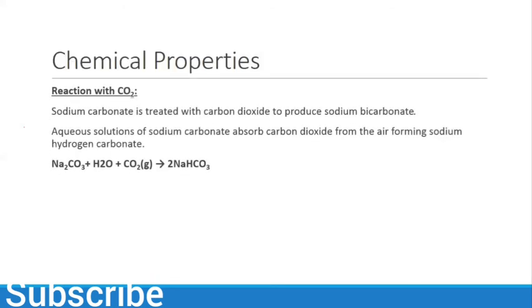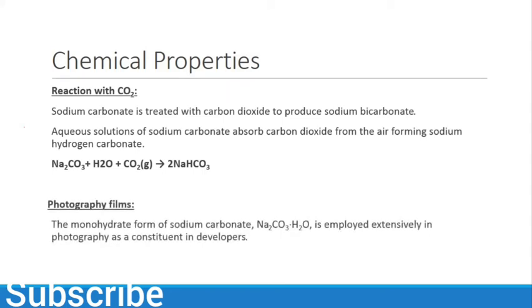So now reaction with carbon dioxide. Sodium carbonate is treated with carbon dioxide to produce sodium bicarbonate, or it can absorb carbon dioxide from the air also. If it is in open air, it can absorb carbon dioxide from the air, and then we have sodium bicarbonate. And it is also used in photographic film. So if you want to develop a film, sodium carbonate monohydrate is used.